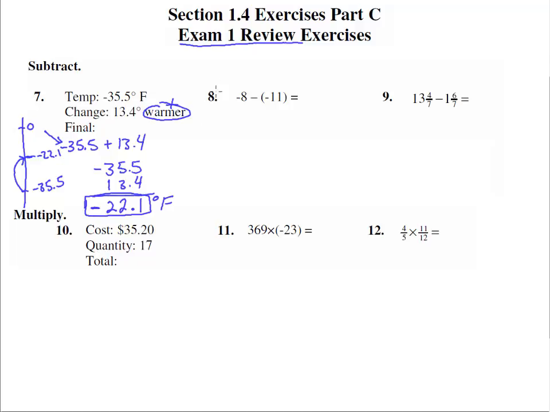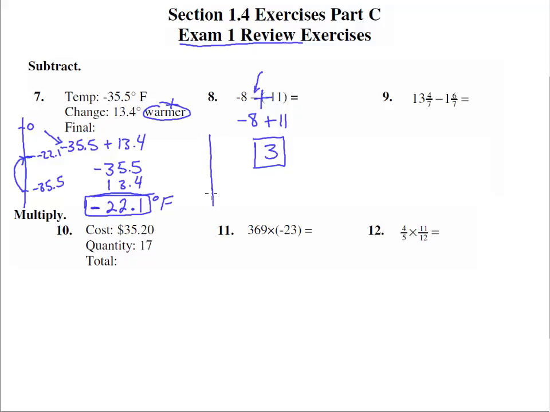All right, number 8. Negative 8, subtract. That's why it's in the subtraction section, but we're subtracting a negative 11. What happens when we subtract a negative? That becomes a plus. So negative 8 subtracting a negative 11 becomes negative 8 plus 11. So they're opposite signs, so we will be subtracting. And so you get 11 minus 8 is 3. And which guy wins? The positive guy does. So we're all done there.